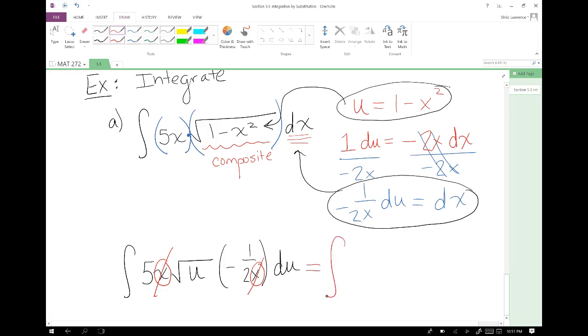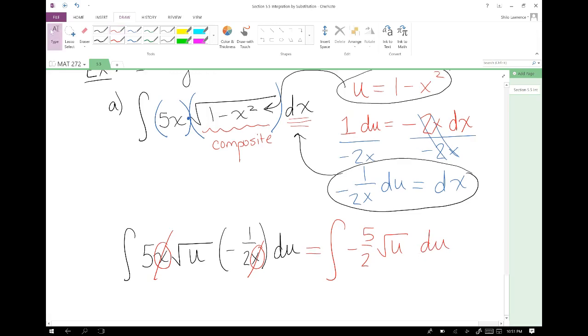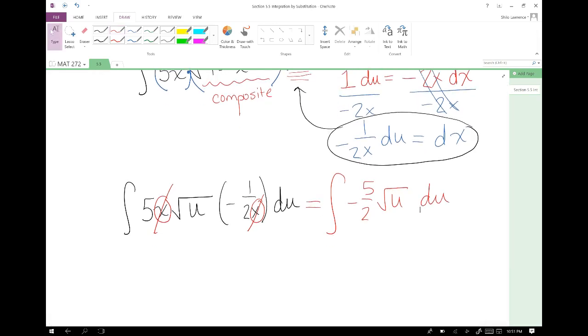So if I clean this up a little bit, I've really got negative 5/2 times the square root of u du. And we could easily integrate that because now the only thing that has a variable is square root u. And we could write our square root as a 1/2 power and just do a power rule on it.